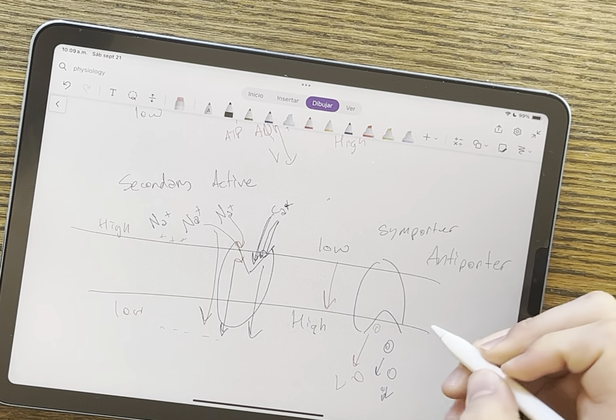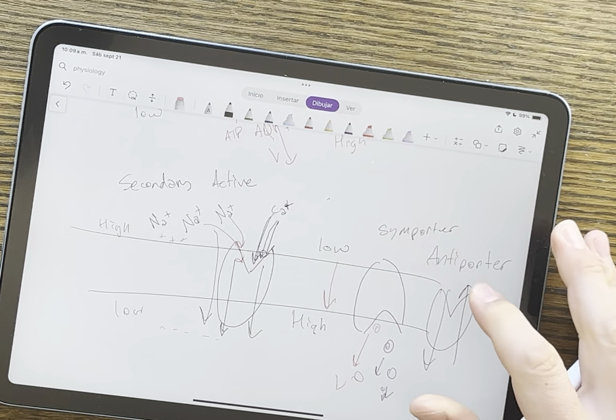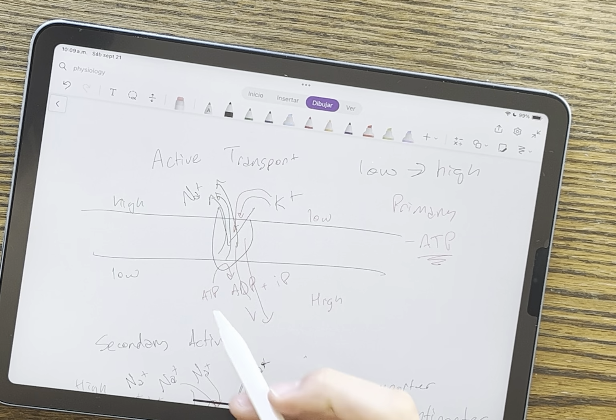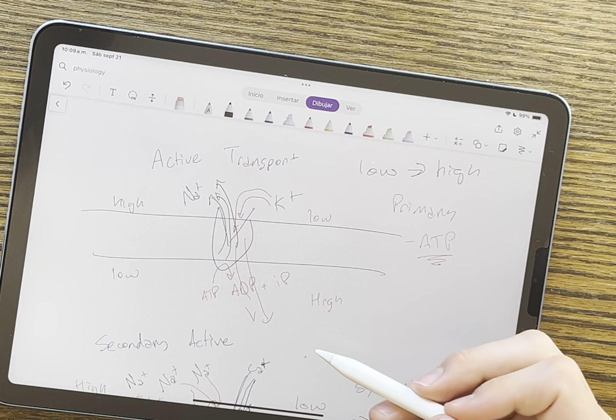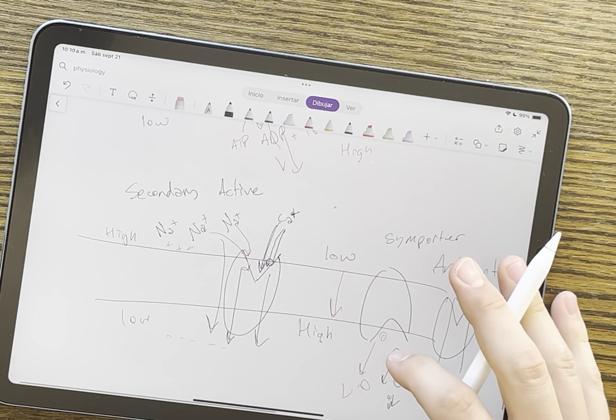An antiporter is when one is moving in and one is moving out. A good example of that is this active transport here with sodium potassium. Sodium is moving out of the cell, potassium is moving into the cell. Therefore, we could consider it an antiporter.